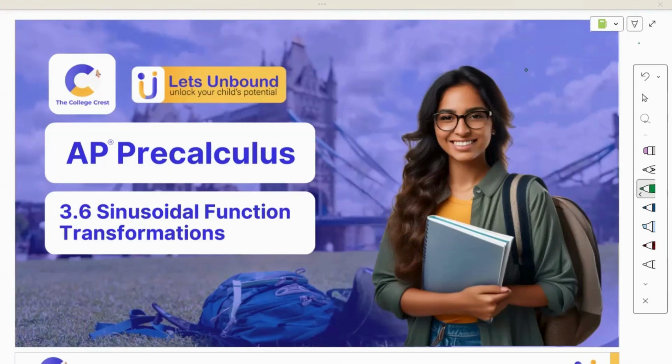So we are in the sixth episode of the series, which is sinusoidal function transformations. In our previous video lesson, we learned about the sinusoidal function. Now it's transformations we are going to do, almost like many of the transformational effects we learned in the previous lesson itself. So now let's get into the deeper transformations.